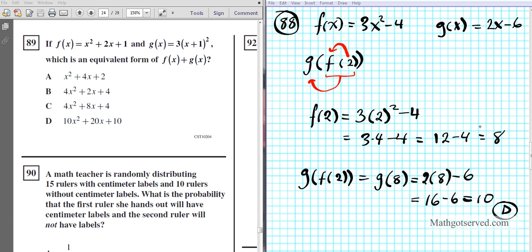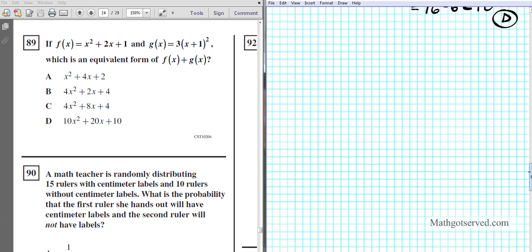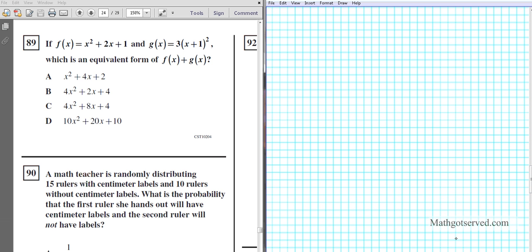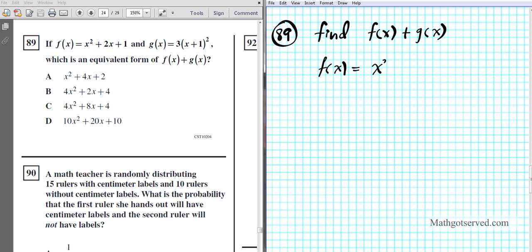Now let's take a look at question 89. We're asked to find f of x plus g of x. So all you simply do is you add these two functions, alright? So we're supposed to find f of x plus g of x. Okay? f of x is good to go. It's already in expanded form: x squared plus 2x plus 1.